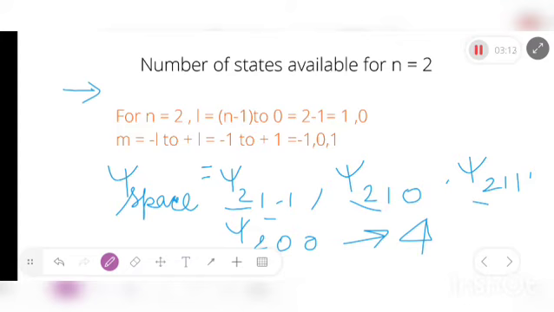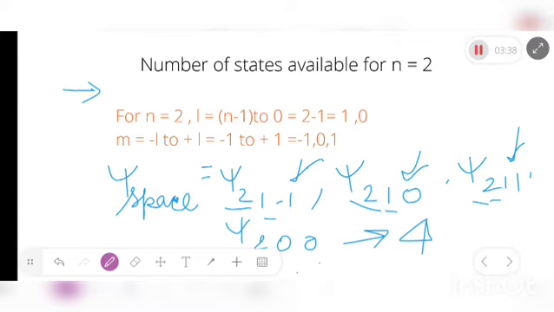For that we are getting three values of m: one is minus 1, another is 0, and the third is 1. And for L equals 0, we will get m equals 0. So we will get 4 states. So for n equals 2, we are getting 4 states of the psi space, that is the space part.